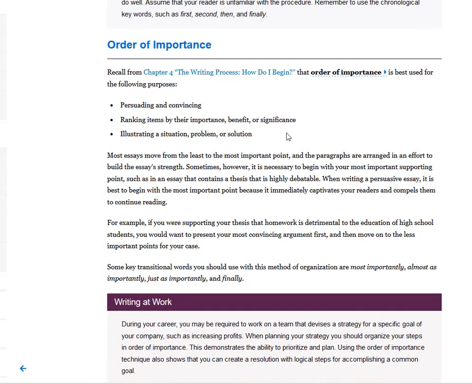Order of importance. The order of importance is best used for the following purposes: persuading and convincing, ranking items by their importance, benefit, or significance, illustrating a situation, problem, or solution. Most essays move from the least to the most important point, and the paragraphs are arranged in an effort to build the essay's strength. Sometimes, however, it is necessary to begin with your most important supporting point, such as in an essay that contains a thesis that is highly debatable.